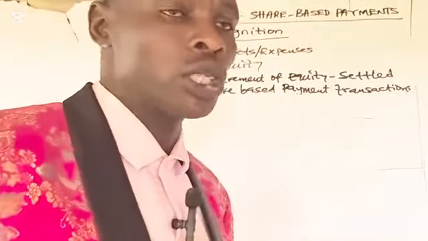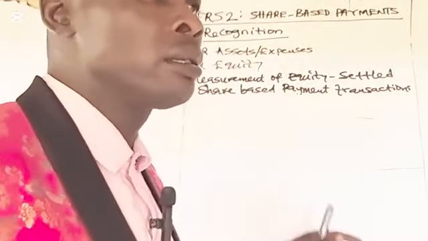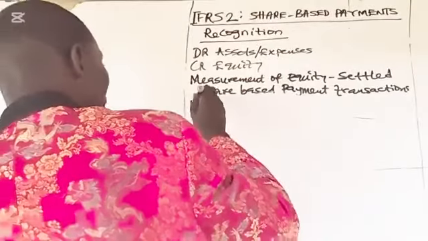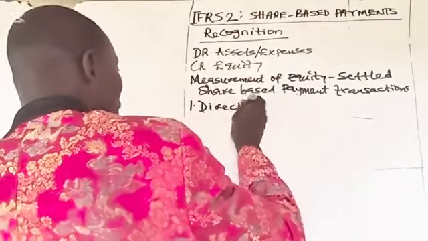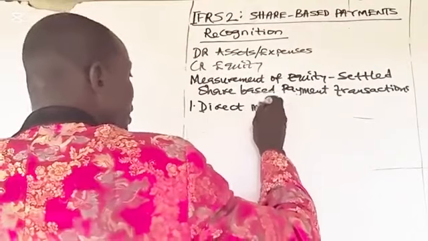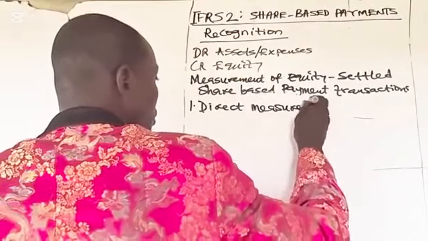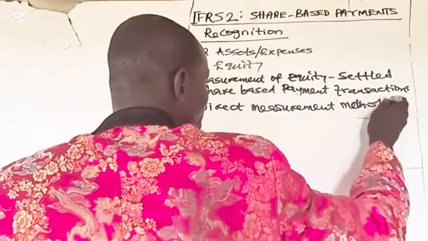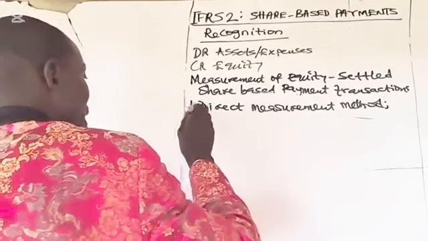There are two methods of measuring equity settled share-based payment transactions. Number one, we have the direct measurement method. And the second method is the indirect measurement method.